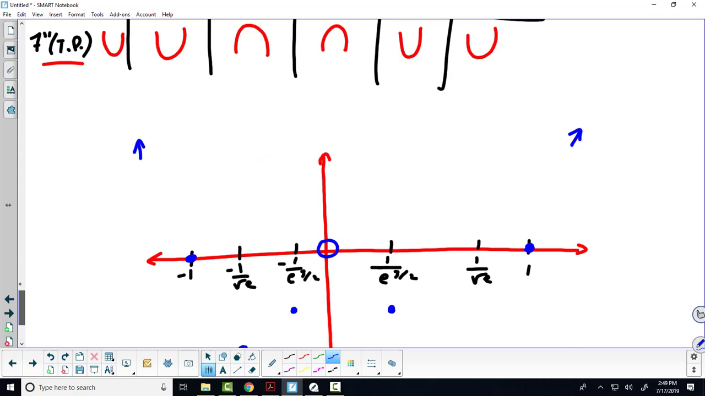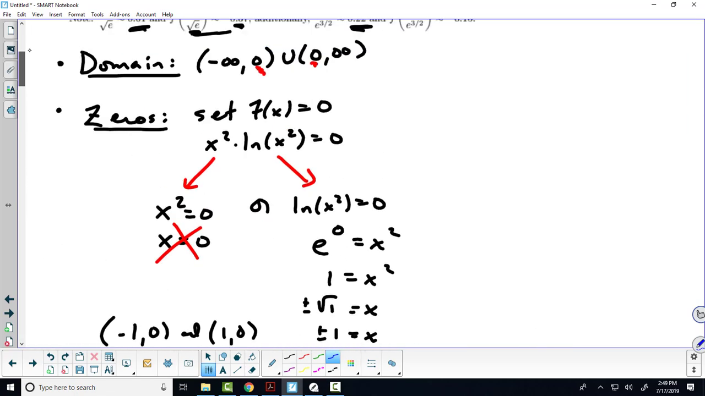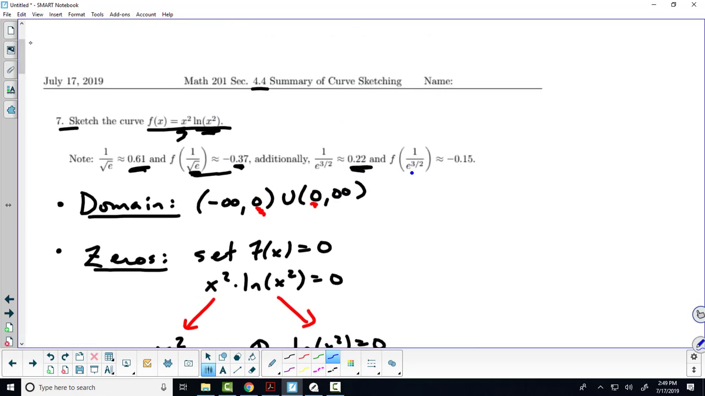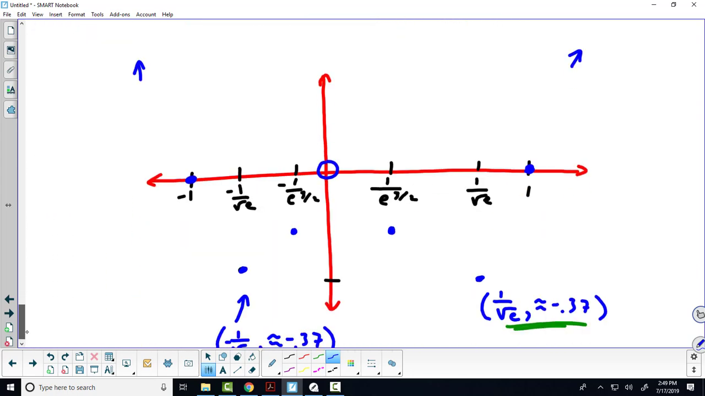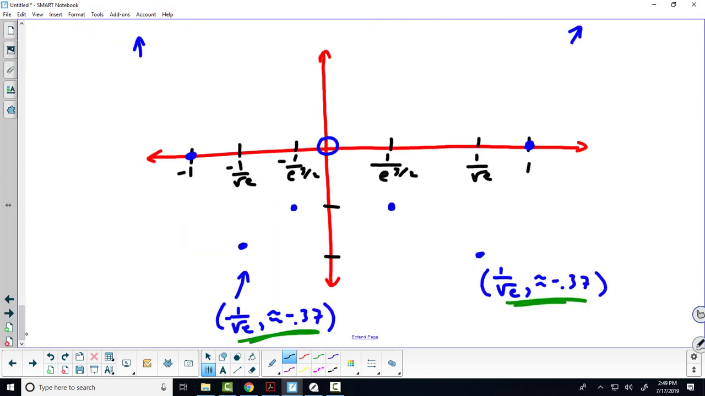And let's see here. What did we say the approximate values of those were? We said that f of the location of that is approximately -0.15. So this is about negative 0.15. Let's probably label this here. So this would be 1 over e to the 3/2, comma, approximately negative 0.15, and -1 over e to the 3/2, comma, negative 0.15. Ooh, it got ugly.